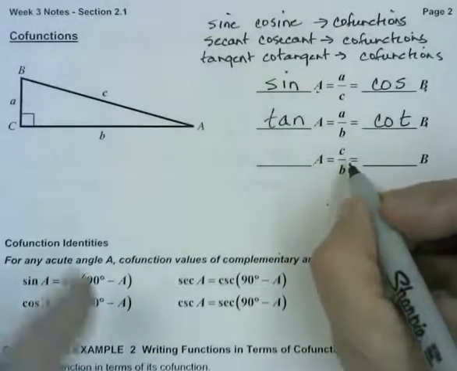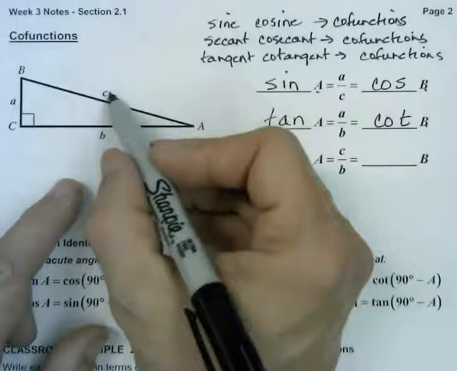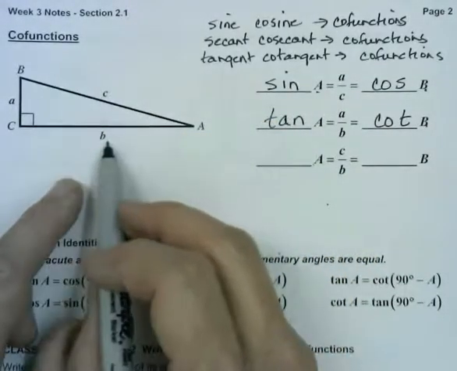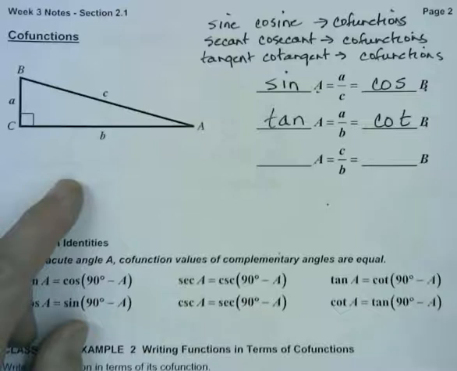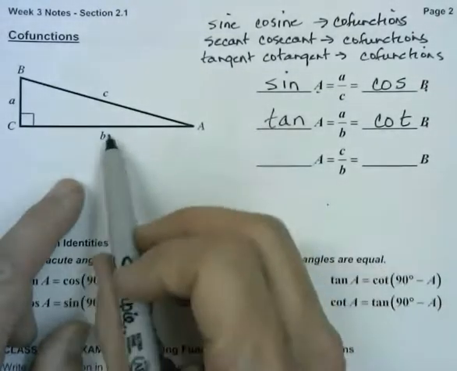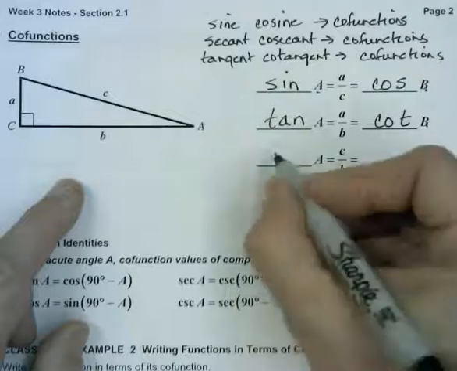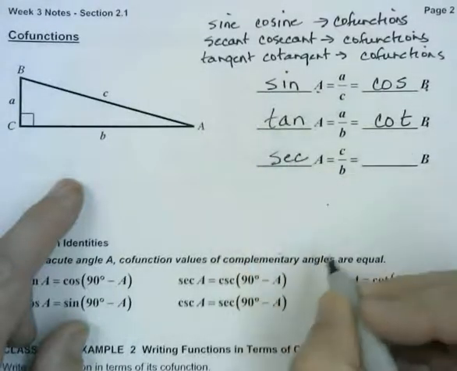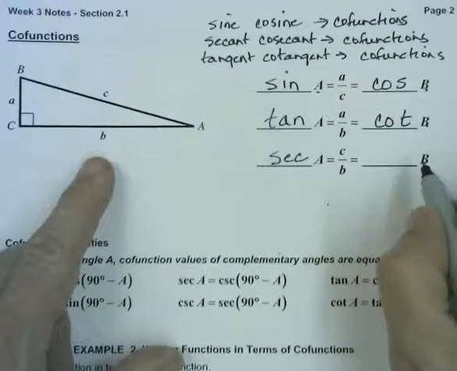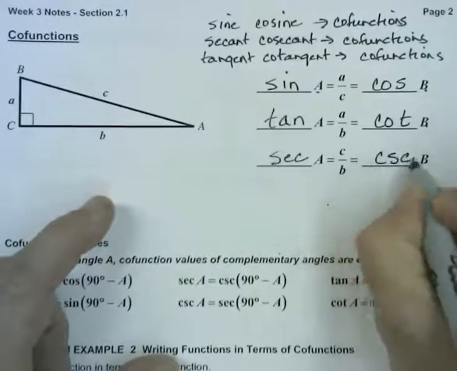And then last of all, if we're looking at C over B in this triangle, that's hypotenuse over one of the other two sides. So that would either have to be secant or cosecant. If we're looking at angle A, the B is the adjacent, so that would be the secant of A. If we're looking at angle B, the B would be the opposite, so that would be the cosecant of B.